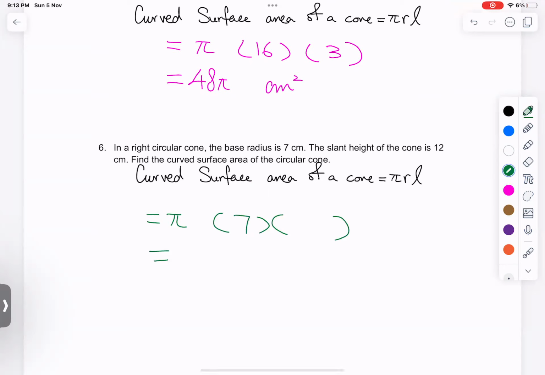R is radius, which is 7. L is slant height, which is 12. Did we not do the same thing before?